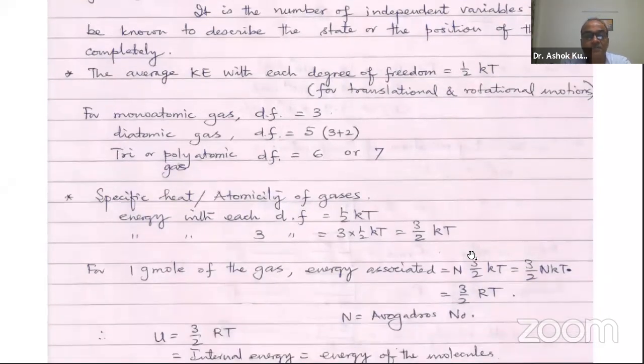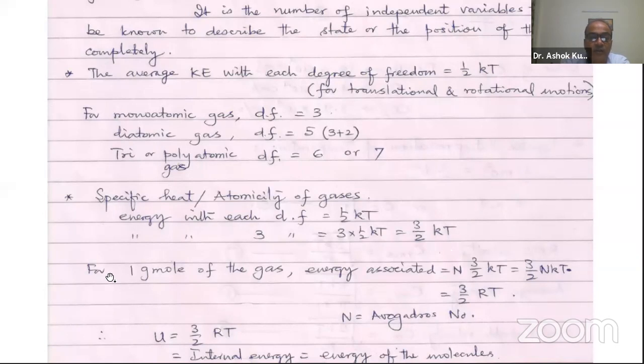Let us see here. Now, energy with each degree of freedom is half kT. So, energy with 3 degrees of freedom, we are discussing about the monoatomic gas. We will try to find out the specific heat. Now, specific heat means specific heat at constant volume, specific heat at constant pressure, and from there we can find out the ratio of the specific heats also, that is the gamma value. So 3 degrees of freedom, 3 into half kT is equal to 3 by 2 kT.